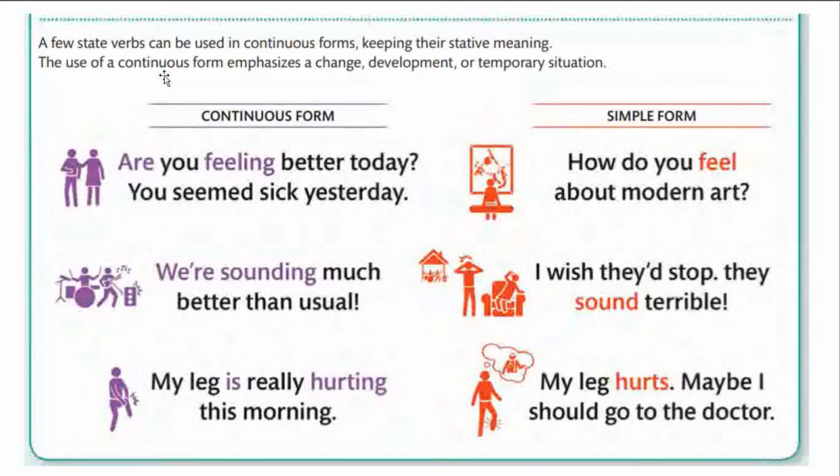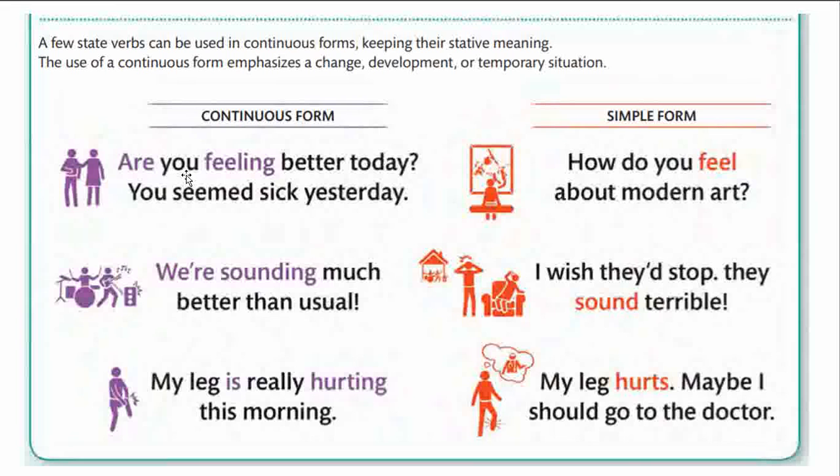A few state verbs can be used in continuous forms, keeping their stative meaning. That means their stative meaning is intact, but the construction is with ing. The use of continuous form emphasizes a change or a development or a temporary situation. Now, this is quite interesting, that the state verb with ing form shows change, development, or a temporary situation.